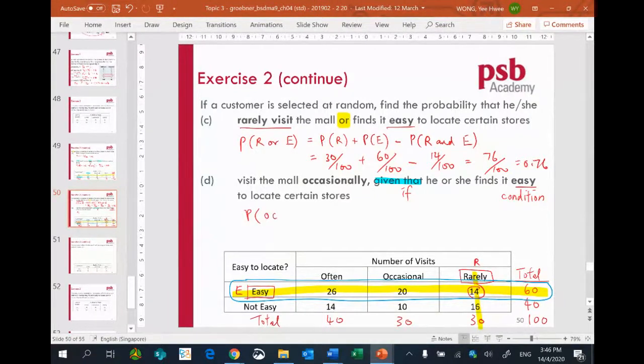So when you do this question, you know that you want occasional if easy. The if easy will be the 60 here. And occasional in this easy row will be 20. You end up with 0.33. Okay, so we have 4 different types of questions that you can ask when you are given such a table. Only 4 types.